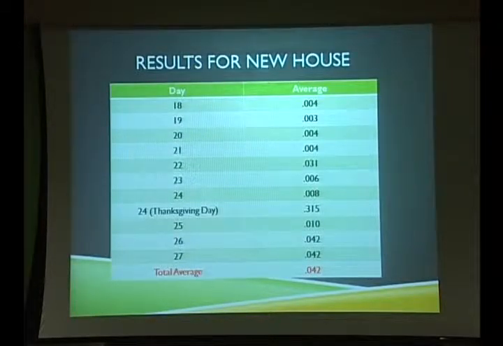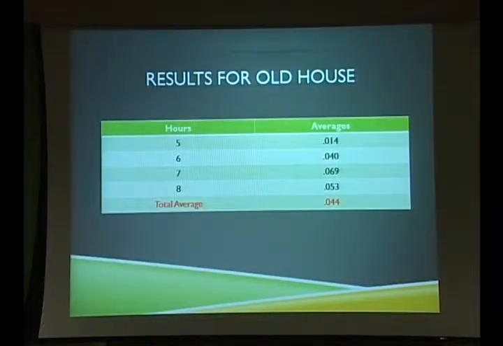The results of the total average for the newer house is 0.042 for particulate PM 2.5 levels. The results for the older house is 0.044 particulate.